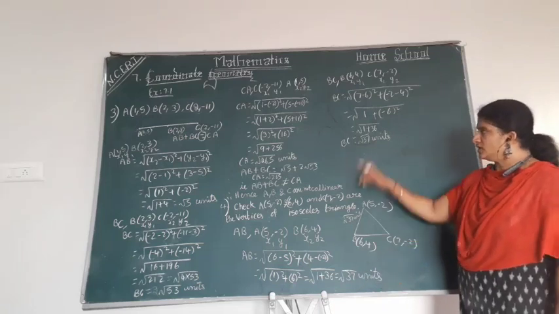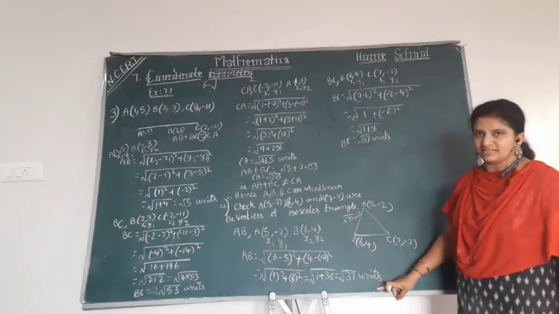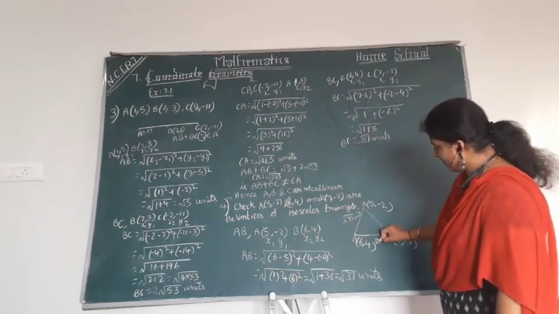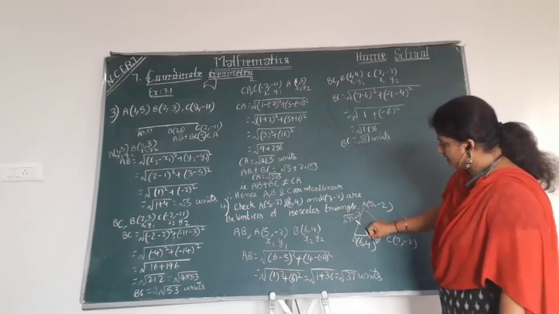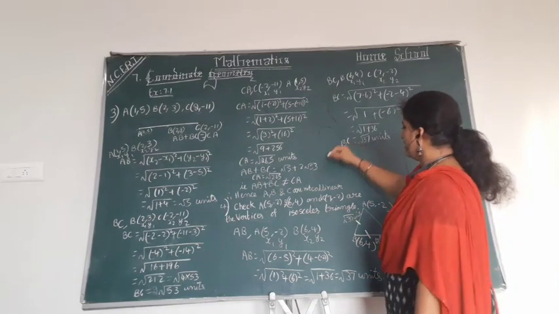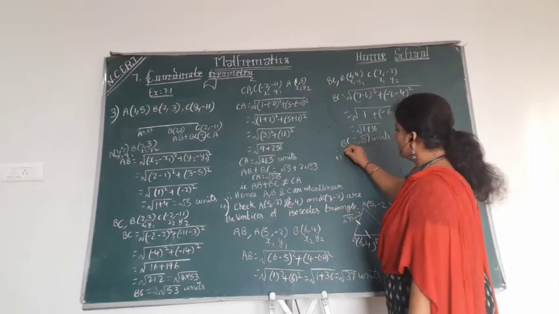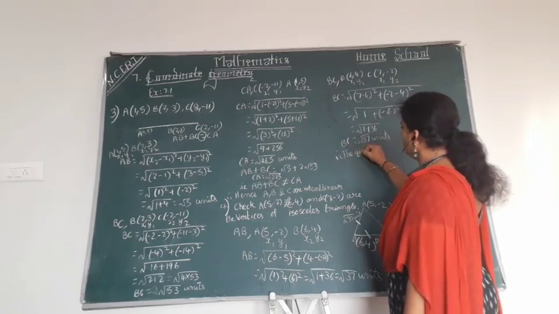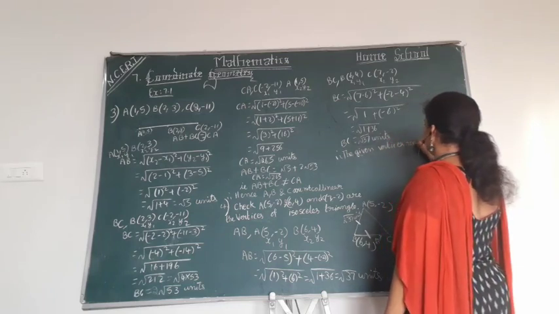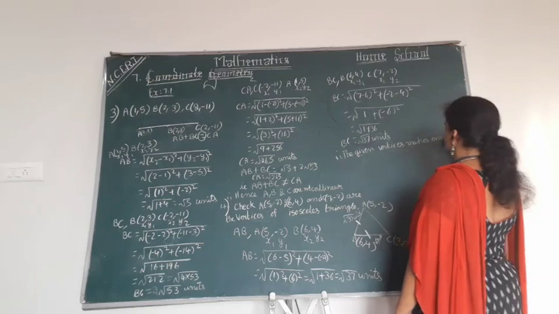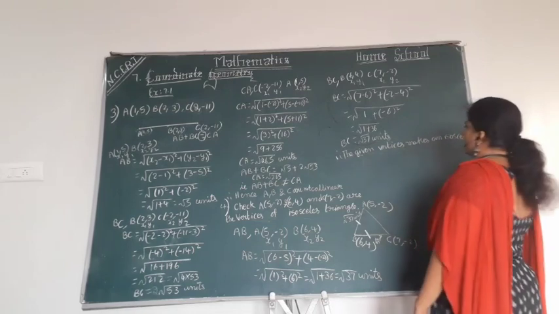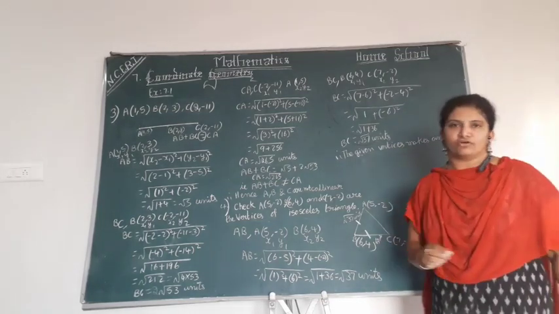We can stop your problem here. Why? You got both the sides, you got the same answer. So automatically I can say this BC is root 37 units. So therefore this side is equal to this side. Therefore what can you say? Therefore the given vertices make an isosceles triangle. Okay, with this it is the end of your fourth problem.